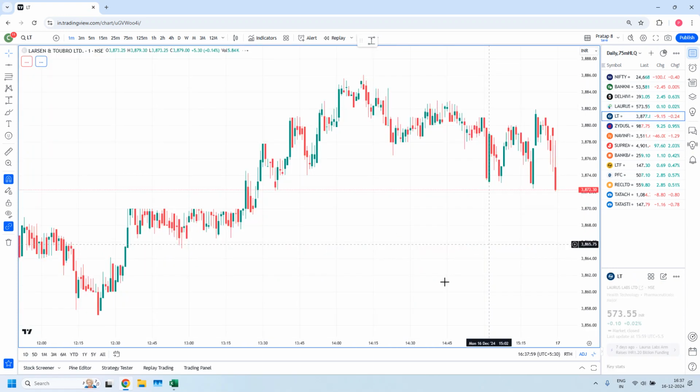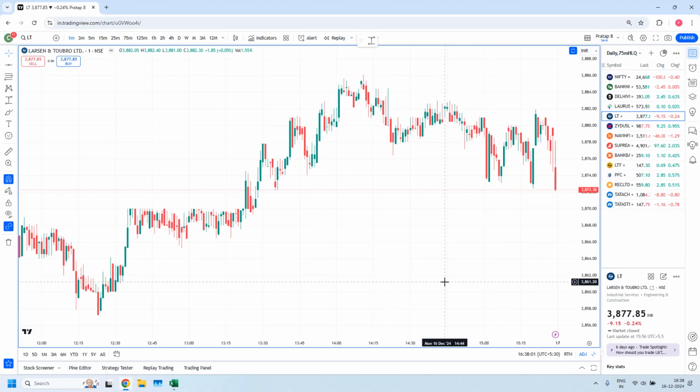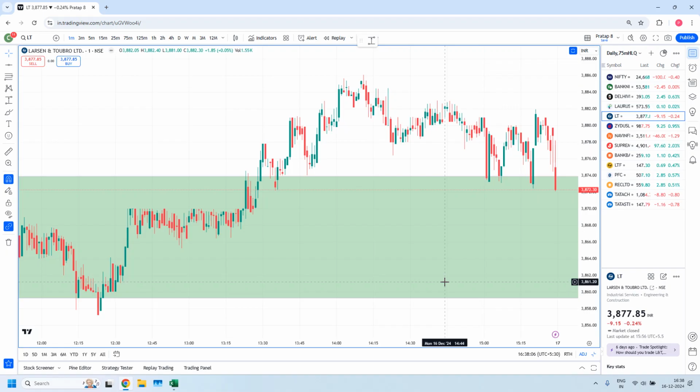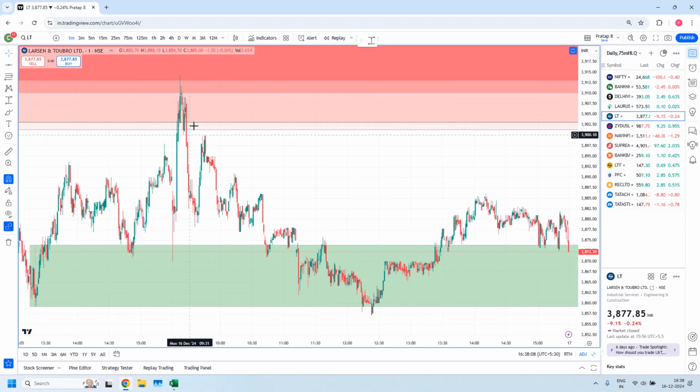Okay, next one is L&T. L&T also reached the target, but we didn't take the trade. Why we didn't take the trade, I will explain. See, L&T reached the entry. It gave a short trade here, a fine-tuned 5 minute zone. See, it reached till the 15 minute zone.